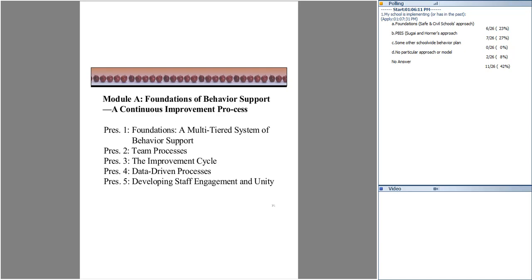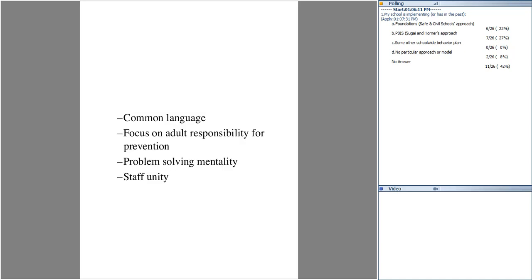once a priority is set, some improved procedures. And also some themes within Module A that run across all of those presentations are to create some common language within the school for how we do problem solving and how we address behavior, to focus to a huge degree on adult responsibility for prevention. And while Foundations puts a great deal of emphasis on the importance of teaching kids to behave responsibly, it also puts a huge level of responsibility onto us, the adults in the school, for making sure that the school is the easiest place possible for our kids to make responsible decisions and to behave in responsible ways.